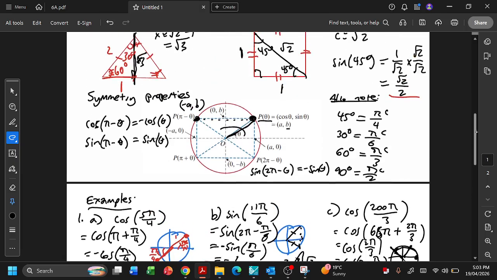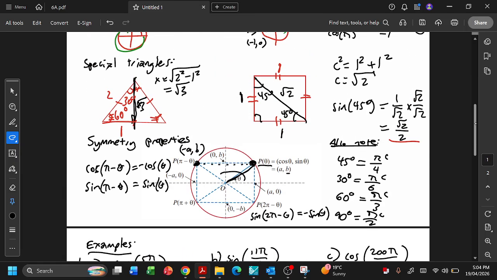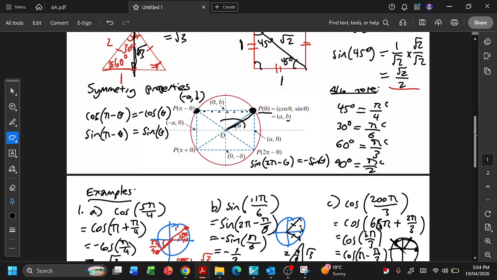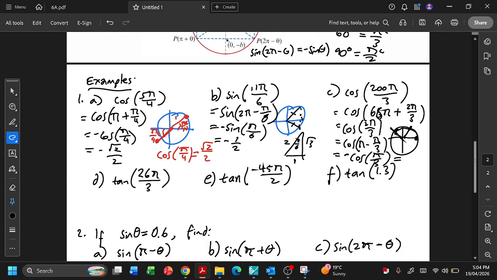So let's refer to this triangle up here, pi on 3. Okay, so pi on 3 is the 60-degree angle, so cosine is adjacent over hypotenuse, so that's root 3 over 2. So this should be negative root 3 over 2. All right. So that's how we do that.